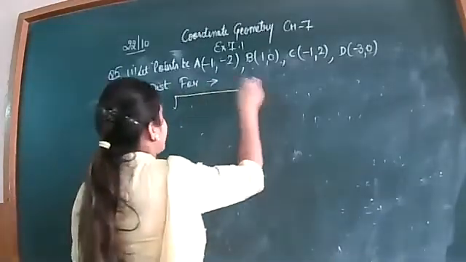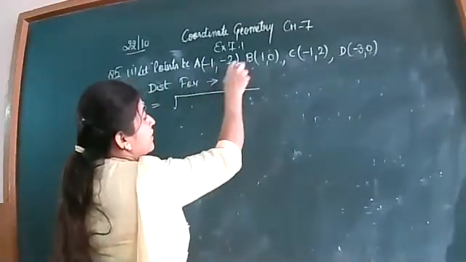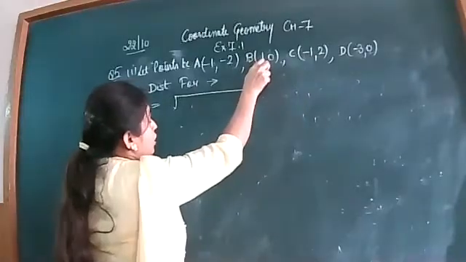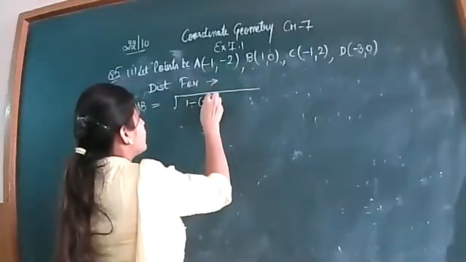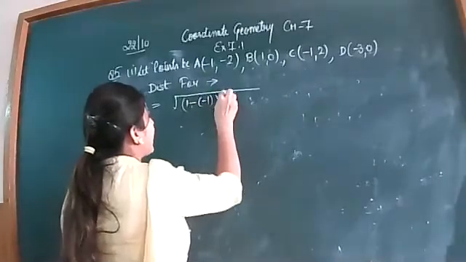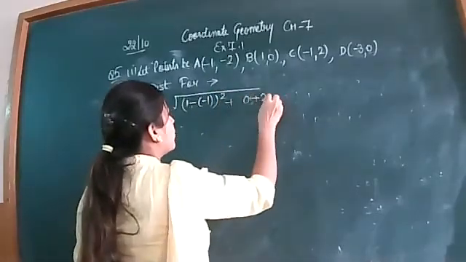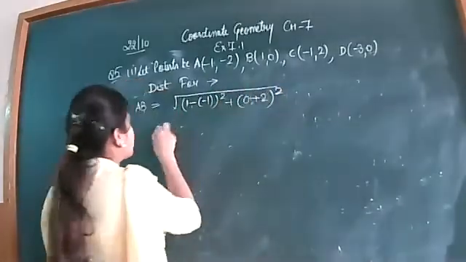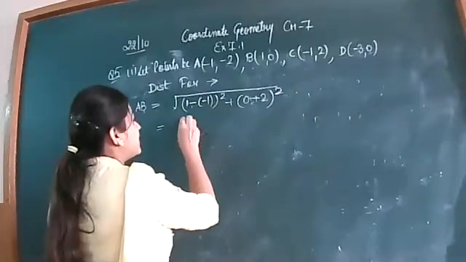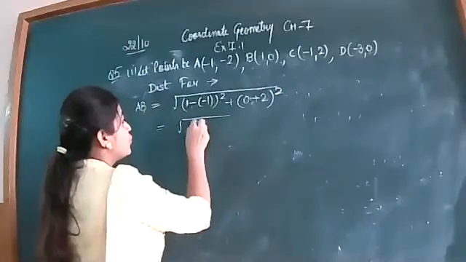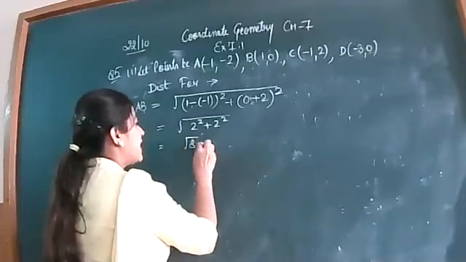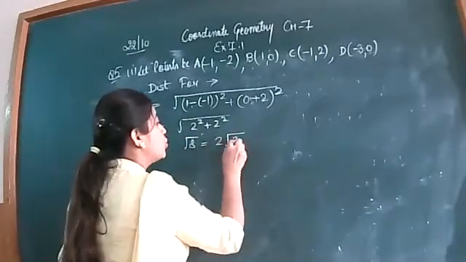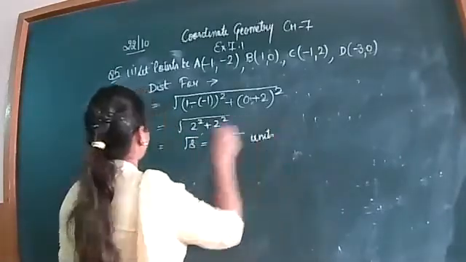For finding AB, this is your x1, y1, this is your x2, y2. So x2 minus x1, 1 minus of minus 1. If you want to write directly, you can. No need to write the complete step. You can just simply write in the simplest form also. This will give you 2 square plus 2 square, that is 8. And 8 will be 2 root 2 units.